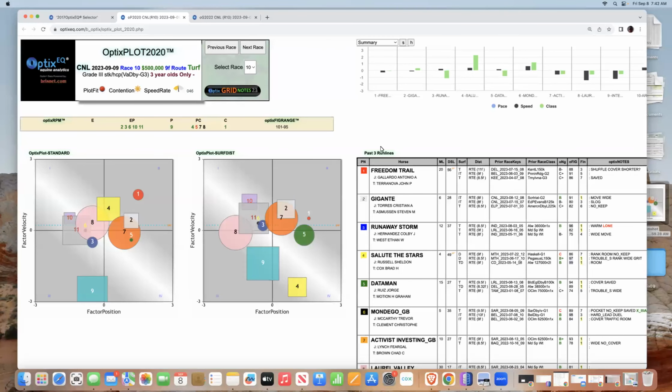Hey everyone, John Doyle from OptixEQ, and today's race of the day, the Virginia Derby. It's a Grade 3 to be run at Colonial Downs on Saturday, September the 9th. It's race 10. It's an interesting race.